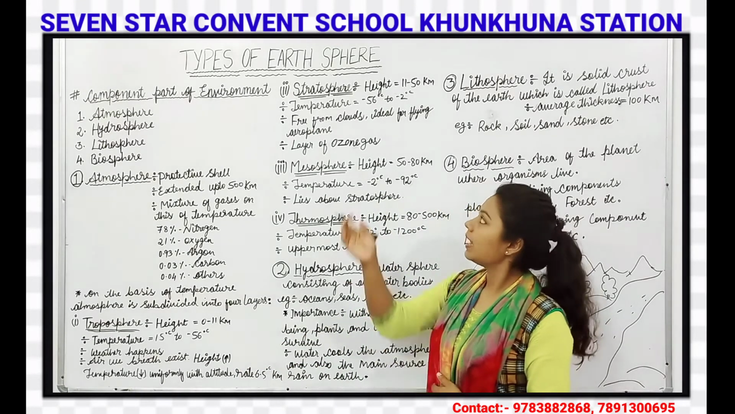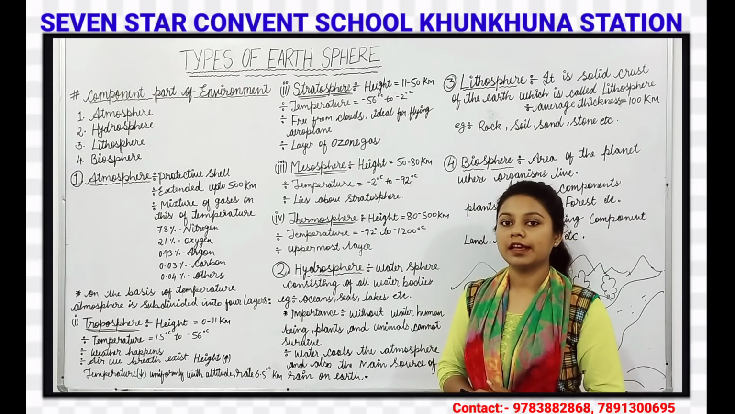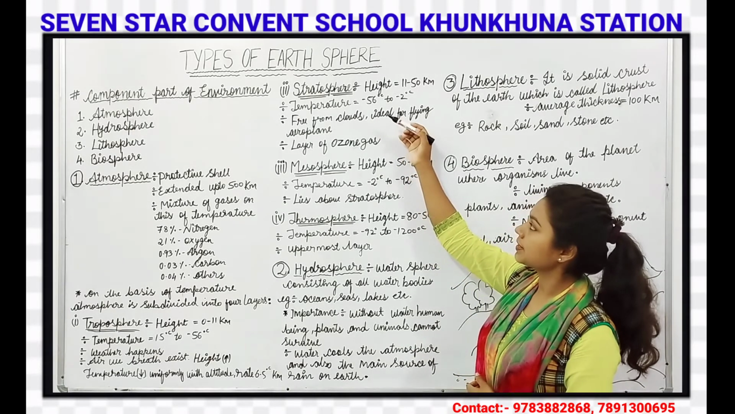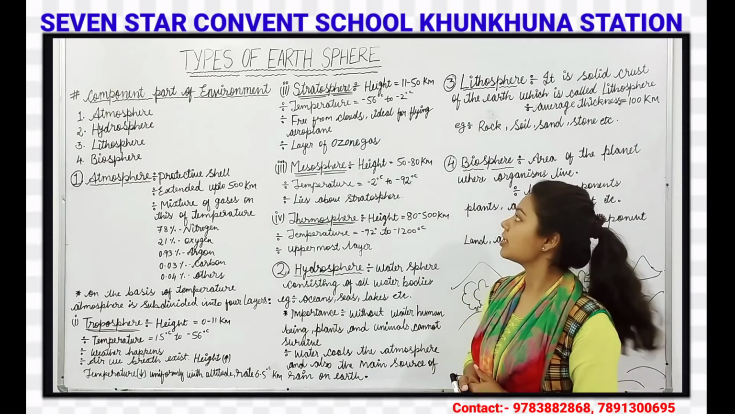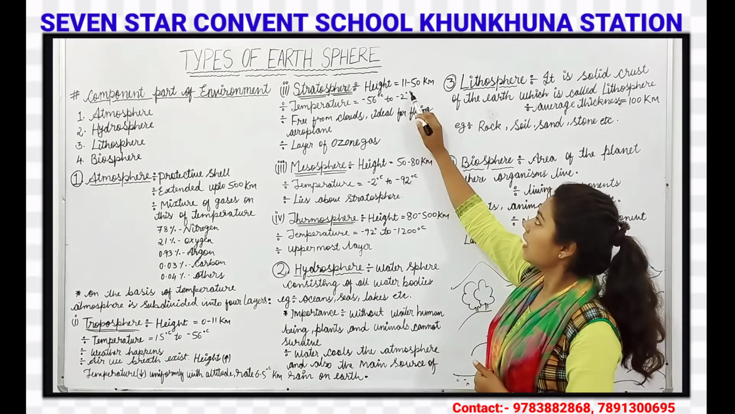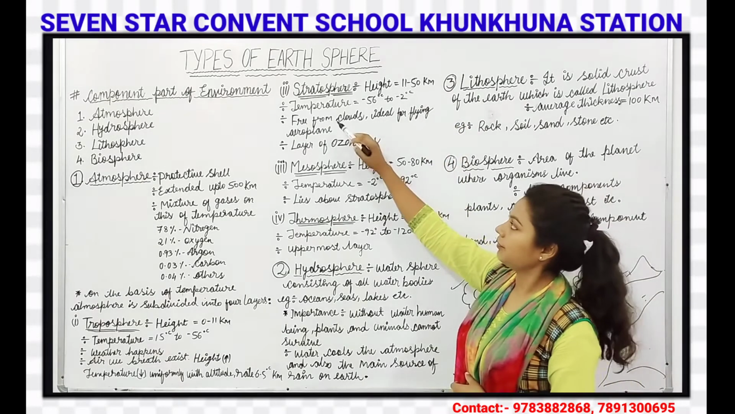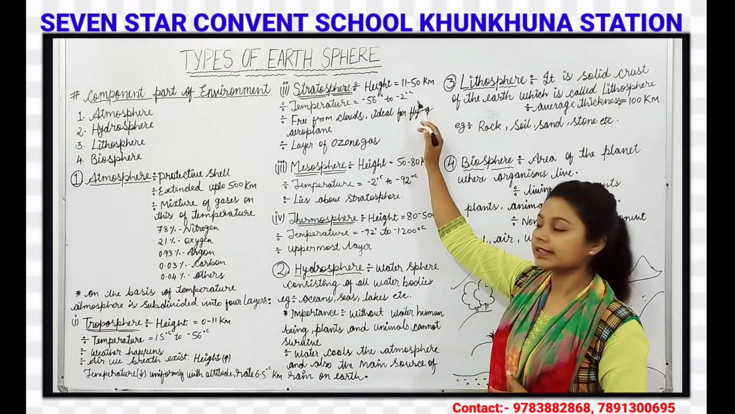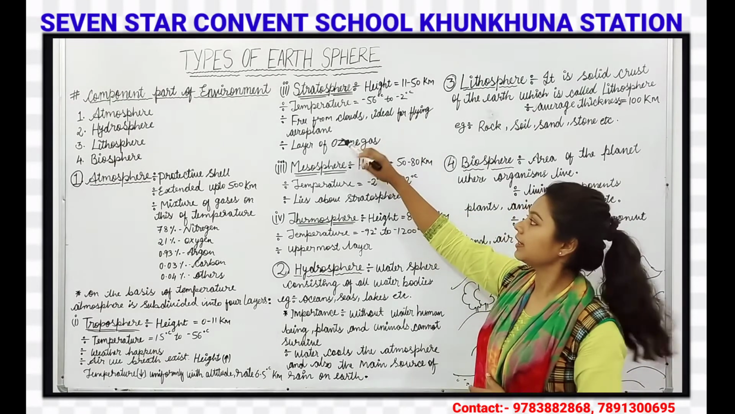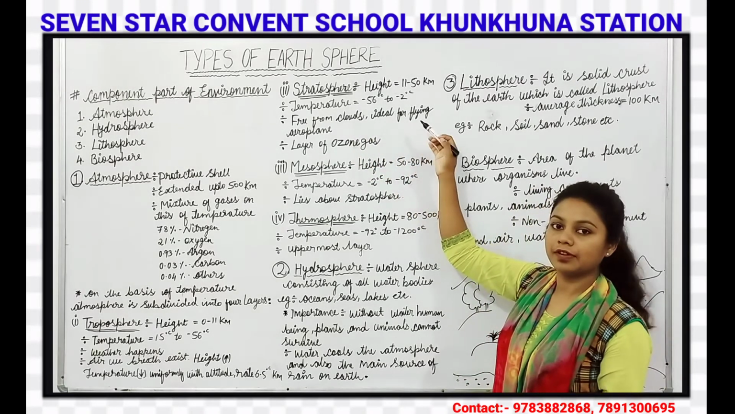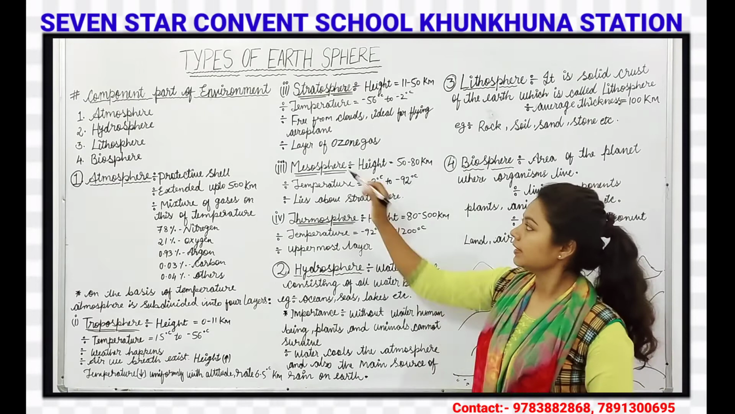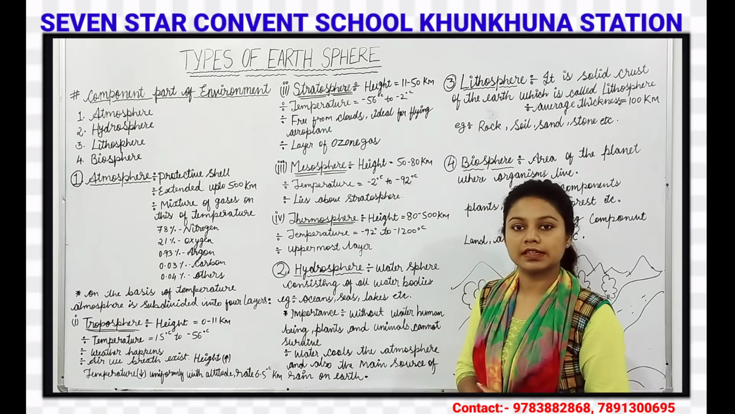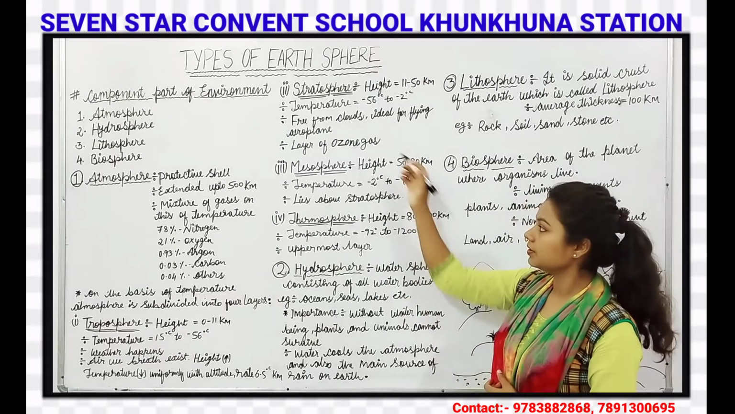Next we have the stratosphere, the second layer of this atmosphere. The height is 11 to 50 kilometer, and the temperature is minus 56 degrees Celsius to minus 2 degrees Celsius. This stratosphere is free from clouds, ideal for flying aeroplanes. It is the layer of ozone gas. It is in this layer that we can find the ozone gas.